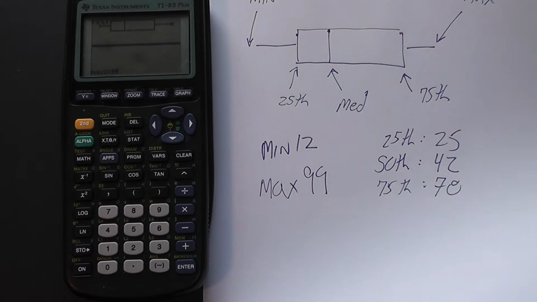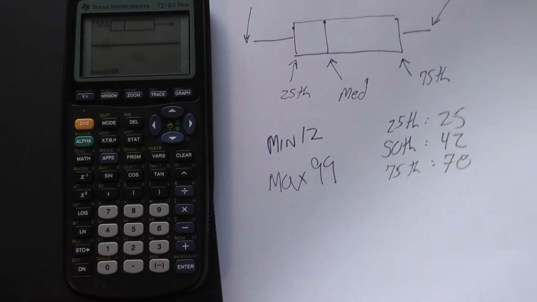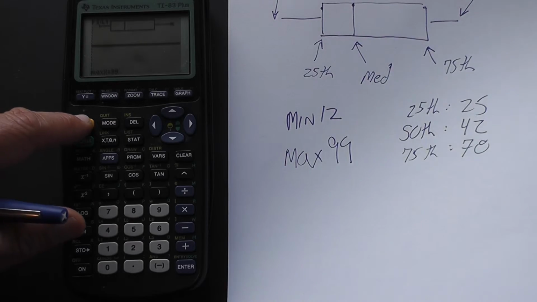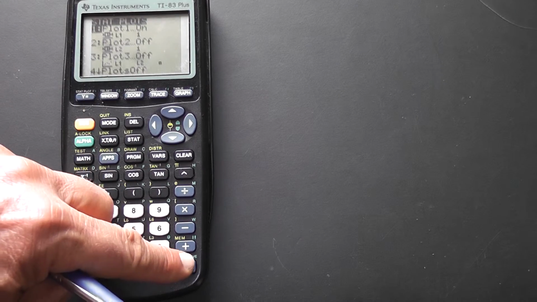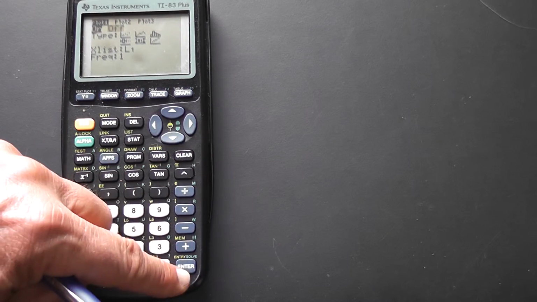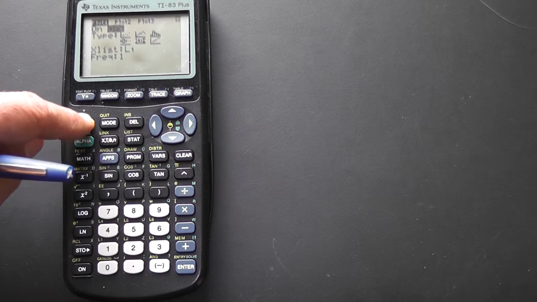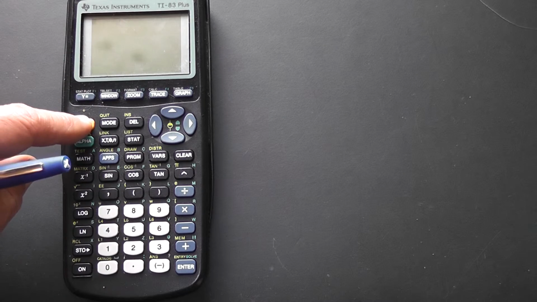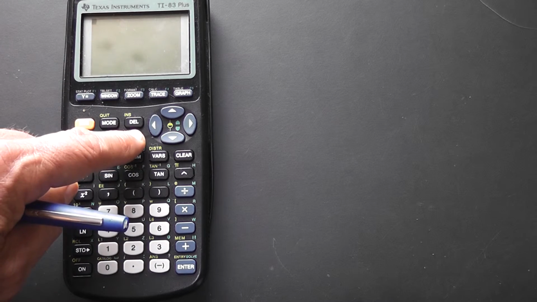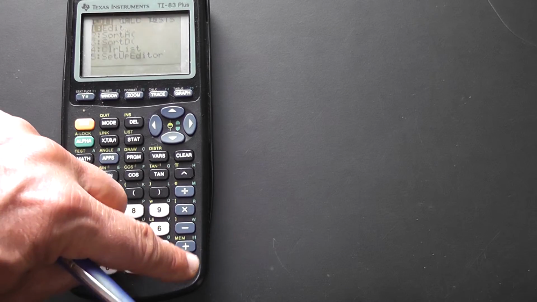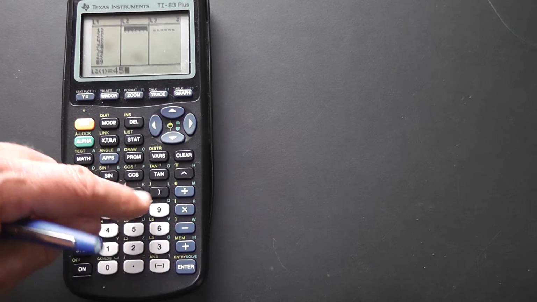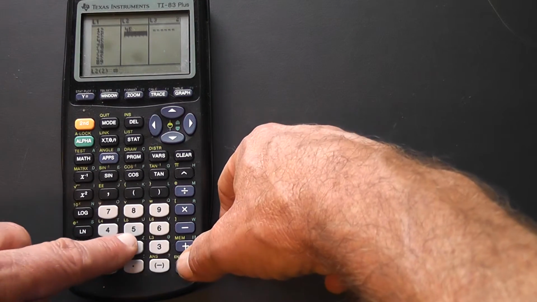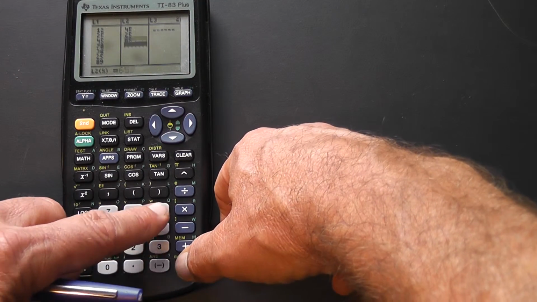Let's do another example, and then let's put 2 graphs on the same one. So let's quit from here, and let's go back to our stat plot. I'm going to turn off the first one. I'm going to keep the information there, I'm just going to turn it off so it doesn't graph. And then I'm going to go to stat and edit, and I'm going to put in some more numbers in the second column. Give me a second here to type my numbers in.